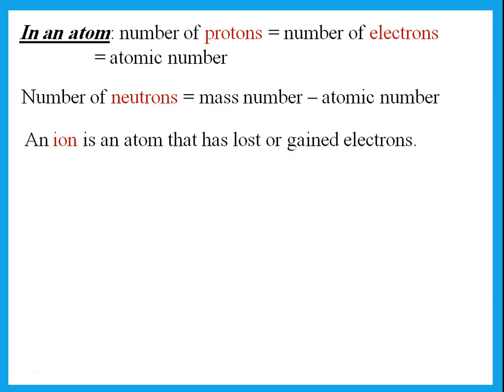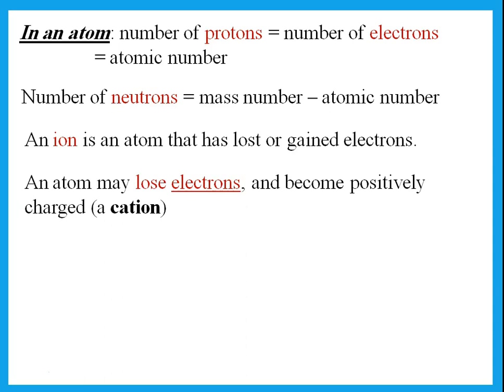Now, what about an ion? What's an ion? An ion is when the atom loses or gains electrons. Remember that an atom has a specific number of protons, a specific number of neutrons, but the electrons, which are supposed to be equal to the number of protons, the atom can lose or gain electrons. So if it loses or gains electrons, it is no longer an atom, it is called an ion. So an atom is the one that has equal numbers of protons and electrons. But an ion has lost or gained electrons.